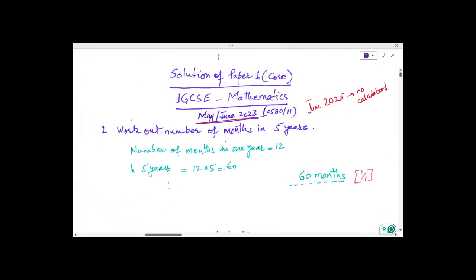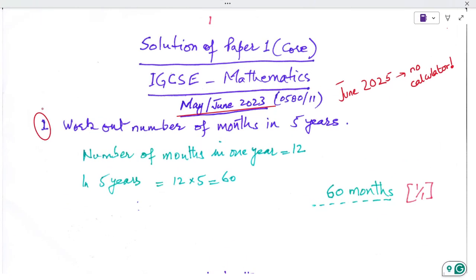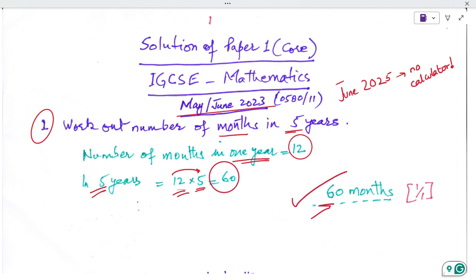In question number 1, we have to work out the number of months in 5 years. I hope you remember that there are 12 months in a year. So in order to work out the number of months in 5 years, we have to multiply the number of months in 1 year by 5. So I have multiplied 12 by 5, which is equal to 60. So the answer is 60 months in 5 years. This secures your 1 mark.